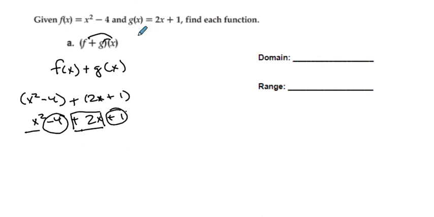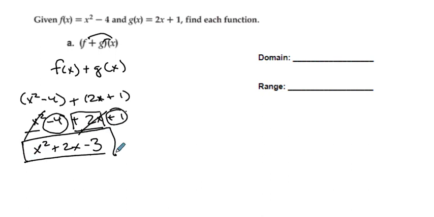So we're just going to combine what we can combine and go from there. x squared is by itself, so that takes care of that. 2x is by itself, so that takes care of that. And then you've got negative 4 and positive 1, which gives you negative 3. So this is my new function. We would say that equals x squared plus 2x minus 3.